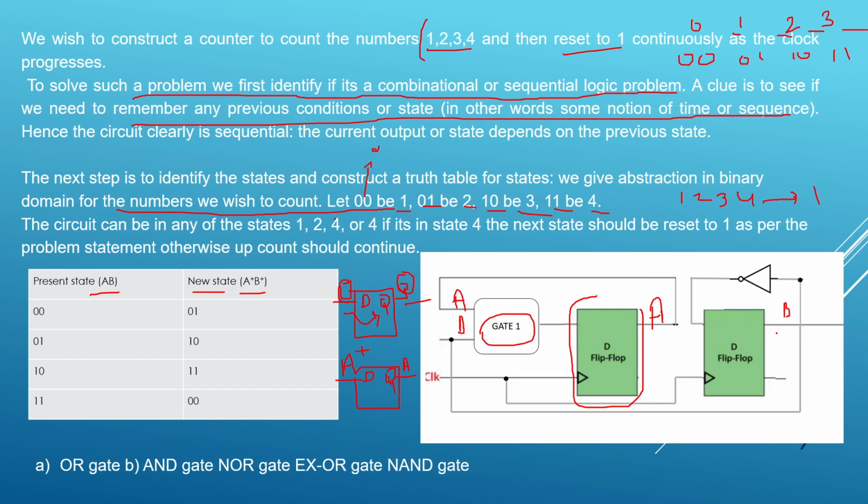I think this is B. So this B is coming like this, and this is going like this, and this will be A star, the new state, and again this will be B star. Okay, and you need to find out what will be the gate. Is it XOR gate?